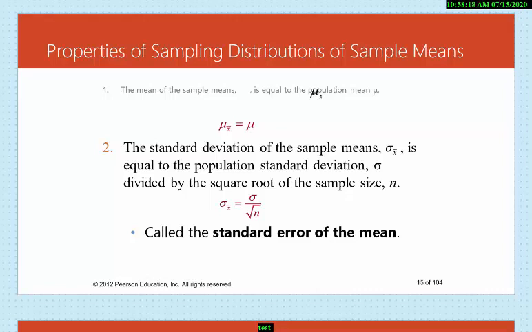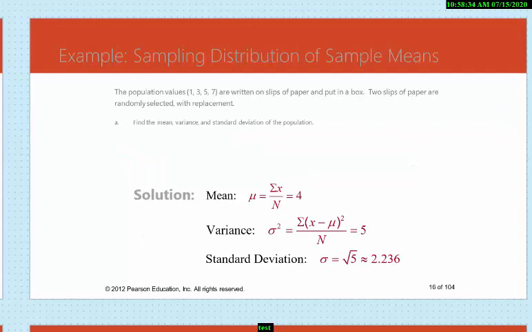Let's try to look at an example. A simple example here. The population values are 1, 3, 5, 7. What are these? These are numbers written on slips of paper. So we have paper and we write 1, 3, 5, and 7. Two slips of paper are randomly selected. So 4 papers in an urn, you just select 2. Okay, what is the probability to get a 3 and a 5? What is the probability to get 1 and 1? Because it's with replacement. What is the probability to get 3 and 3?